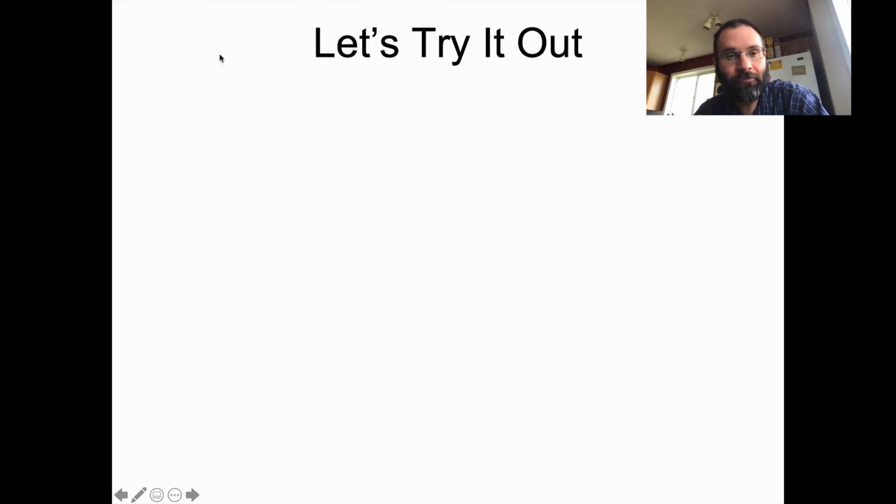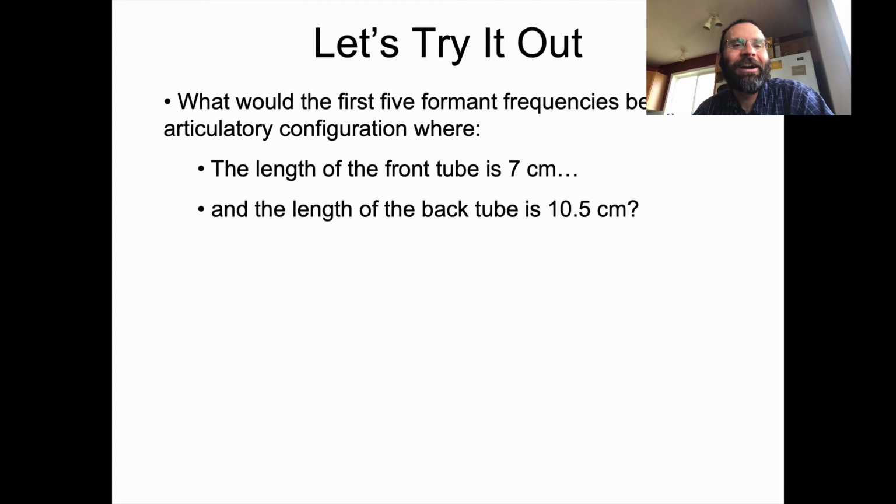The two-tube model. Okay, so let's try this out. Let's think about a scenario where you have an overall vocal tract length of 17.5 centimeters. So we know if that was just operating by itself without any constrictions anywhere, the lowest resonant frequency would be 500 hertz. The second would be 1500, the third would be 2500, all the way up the scale. But we're not going to do that.